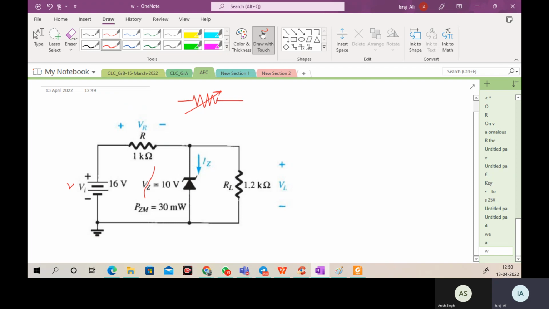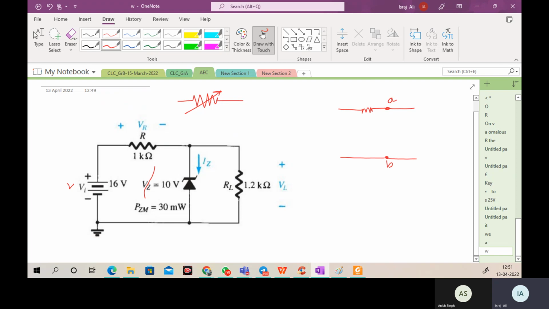Solve this problem. So what you will do? First, you need to remove this. Okay. Which one do you need to remove? Zener. Okay, that's good. You need to remove the Zener first. Have you removed that? Where is your copy? Open your copy and solve this one, and tell me the voltage across A and B.